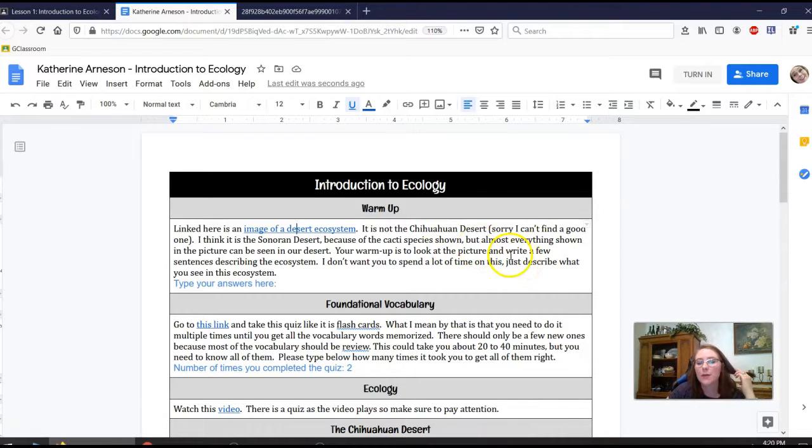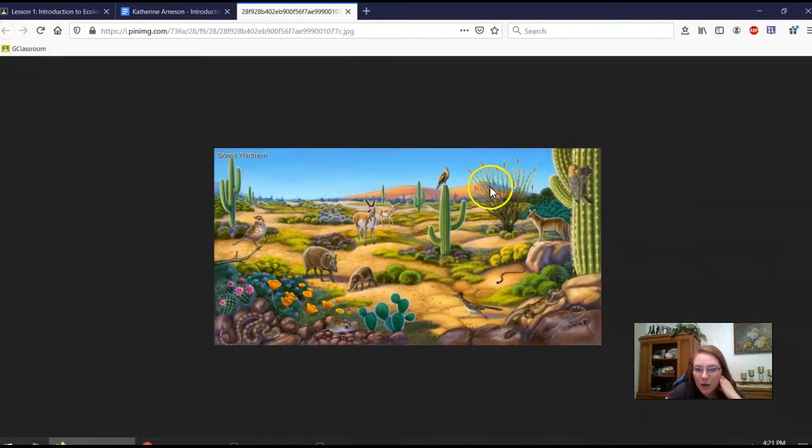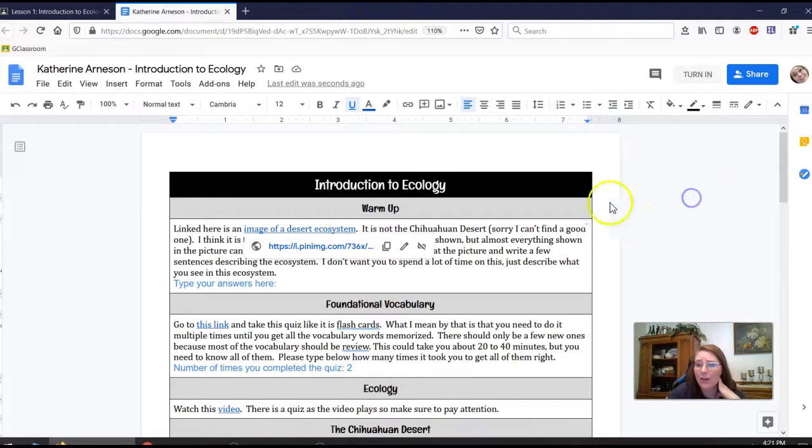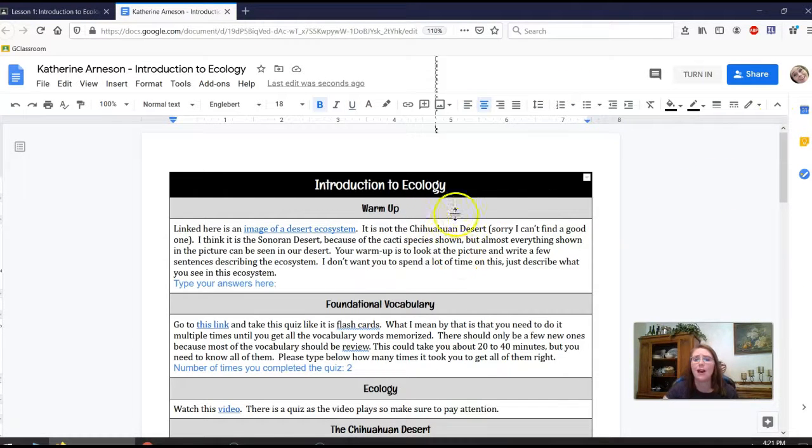Your warm-up is to look at the picture and write a few sentences describing the ecosystem. I do not want you to spend a lot of time on this, just describe what you see in the ecosystem. You need to write a few sentences. Okay, so let's look at this picture. Here it is, and what I want you to do is look at these things, and if you know what this is, you could describe it. Some of these things are going to be carnivores and herbivores. If you know that, write those things down. The reason I'm asking you this question is so that I can get some background knowledge about what you already know from your previous classes. This lesson is pretty much all review. You're supposed to have done this in 7th grade biology, but sometimes you don't remember stuff, so it's a nice review for you.